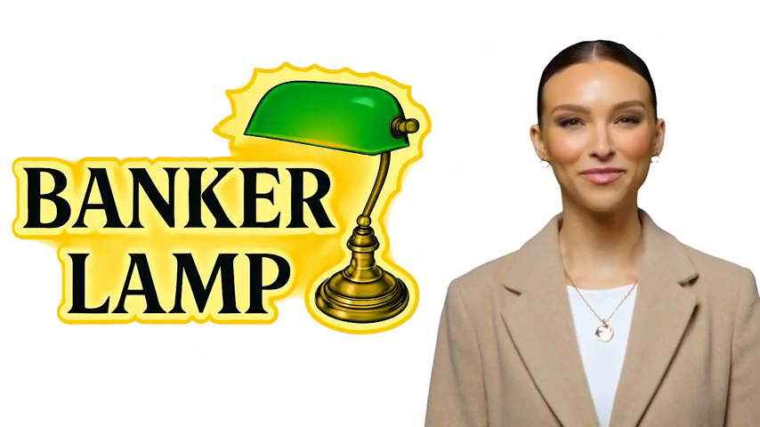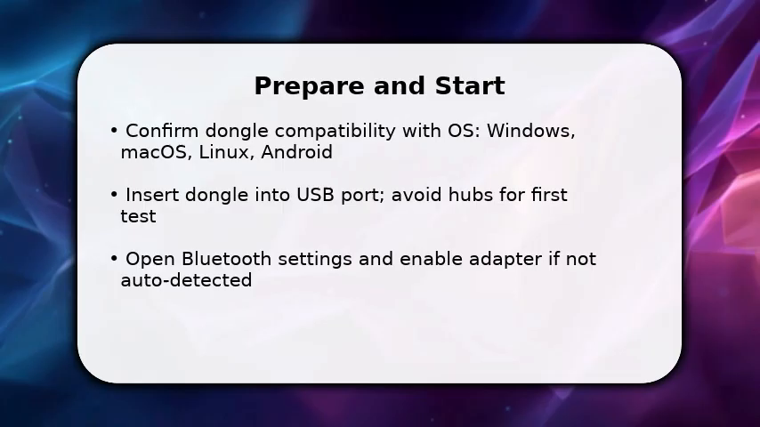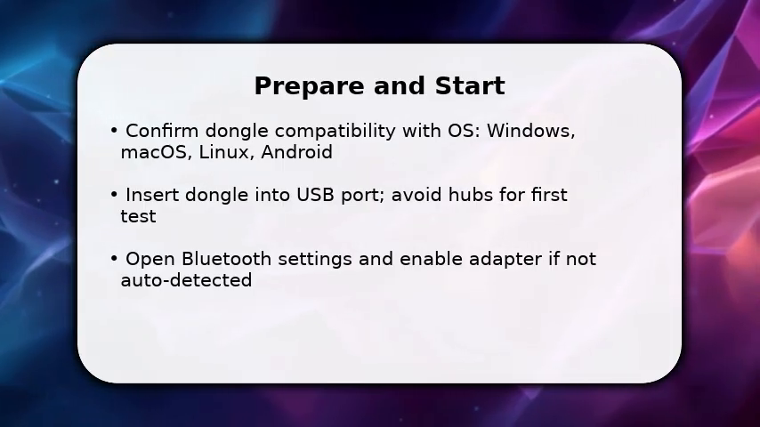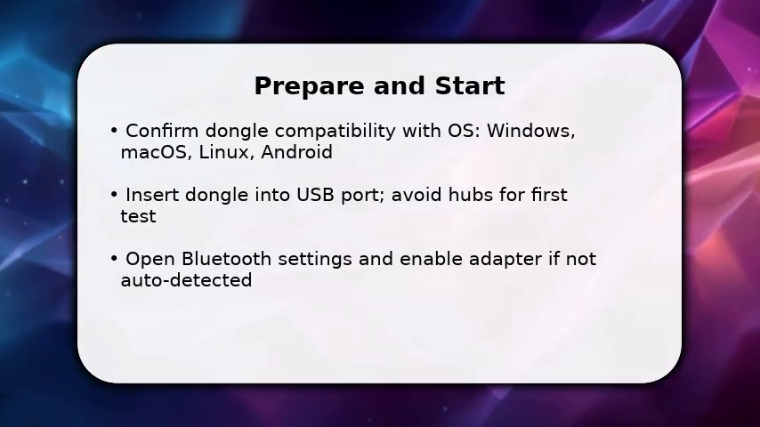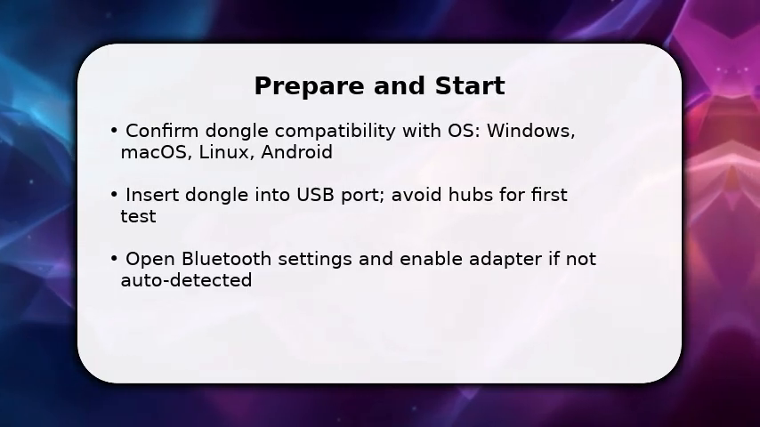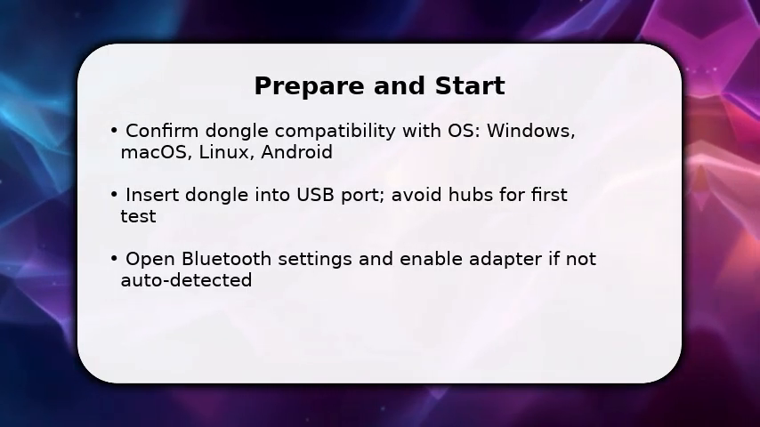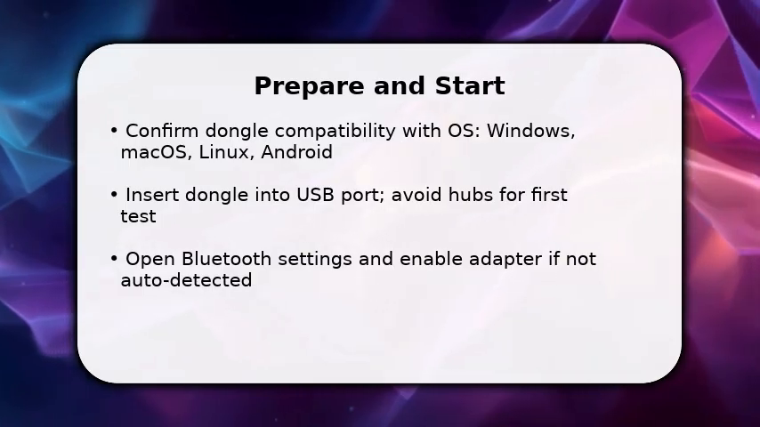Please enjoy the video. You begin by preparing the hardware and system so pairing will succeed. Plug the Bluetooth dongle into a primary USB port. Many adapters need direct power, so avoid hubs. Once inserted, wait for any driver pop-up.